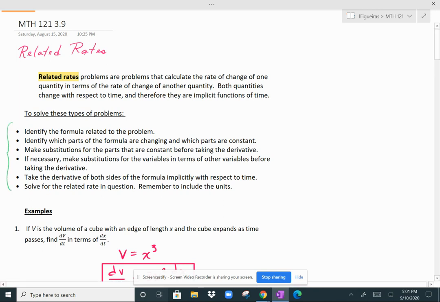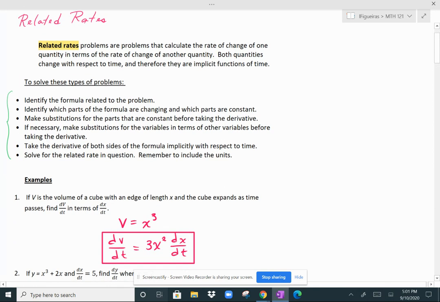So when we solve these types of word problems, we want to identify the formula associated with the problem. Sometimes a picture might be helpful. Identify which parts of the formula are changing and which parts are constant. This is a really important step because anything that's changing will have a derivative associated with it, and anything that's constant will not. You want to make substitutions for the parts in the formula that are constant before you take the derivative. So anything that's constant, you have to substitute into the formula before you take the derivative.